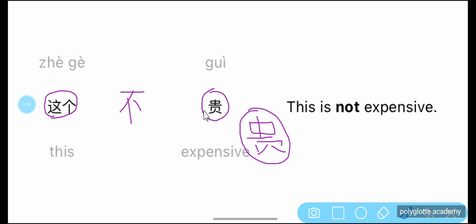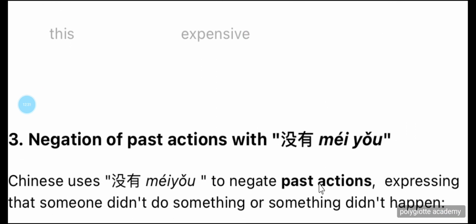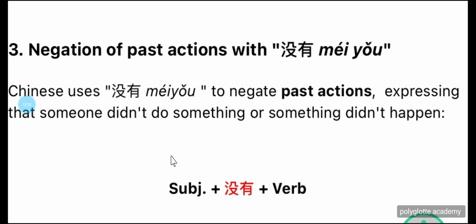So if this character means expensive and then we have a negation, 这个不贵, it means this is not expensive. Now, if you want to say this is expensive, then you can say 这个贵. But if you want to say this is not expensive, you say 这个不贵, 非常好. You can ask someone, 这个贵吗? Is it expensive? 这个贵吗? 哈，这个不贵. 好，非常好. 好，继续.